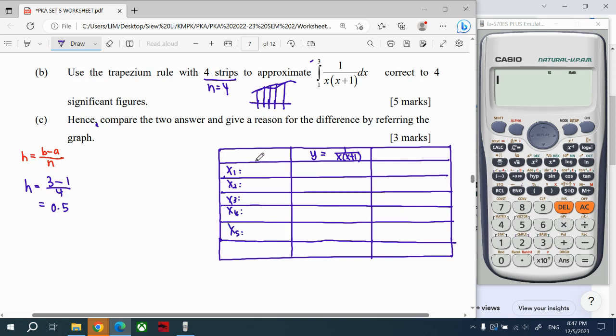Starting from the lower limit, which is 1, then increase by the step here, which is the height 0.5. So 1.5, 2, then 2.5, so maximum up to the upper limit 3. Then we can use the calculator to find their y coordinates.